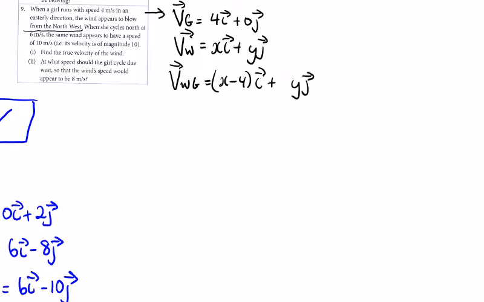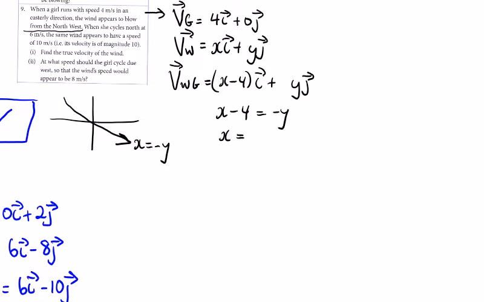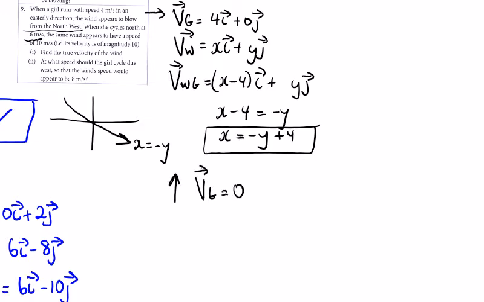And if it appears to blow from the northwest, down here, x equals minus y. So x minus 4 is equal to minus y. So x is equal to minus y plus 4. Or y is equal to 4 minus x. So this is our first equation in x and y. When she cycles north at 6 meters a second, she's going north, so positive j, so the velocity of the girl in this case is 0i plus 6j.